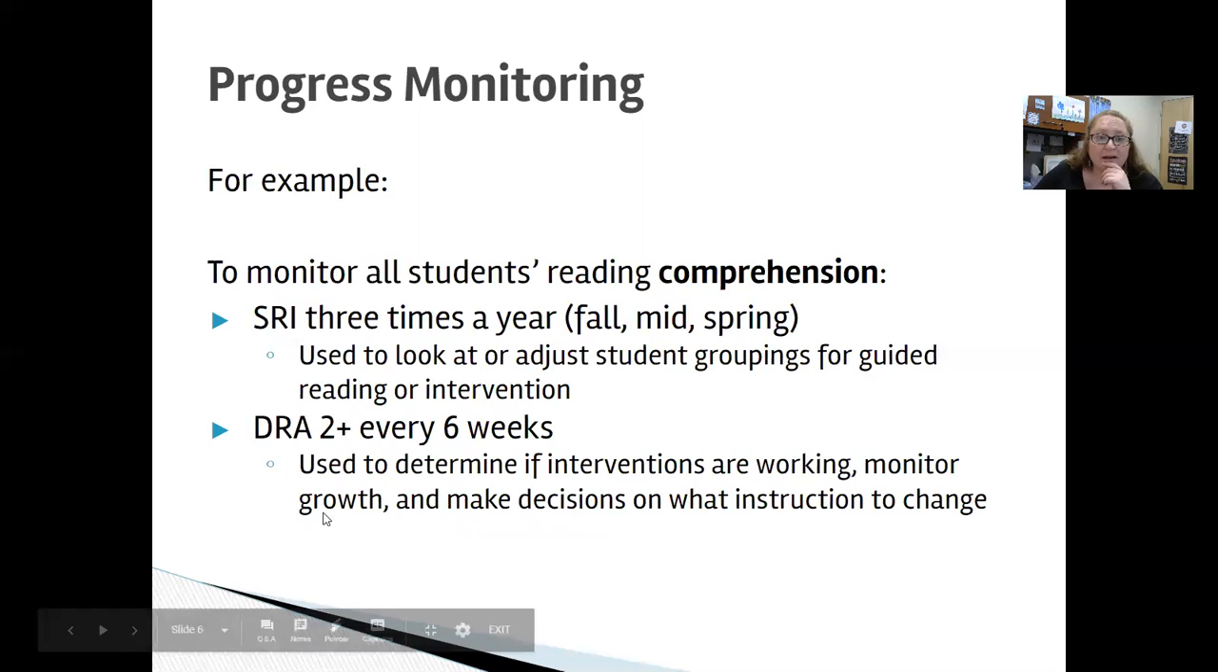Another example, I know some districts do the DRA 2+ every 6 weeks, and that is also used to determine if interventions are working or if instruction is working. It helps you monitor very specific growth that students are making, and then you can make decisions on what instruction you want to change. So think about how powerful that is. If you are assessing students every 6 weeks and then adjusting your instruction accordingly, students are very often going to get the instruction that they need, right?